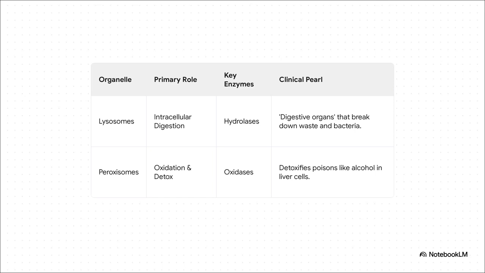So what about keeping the city clean and safe? The cell has two specialized cleanup crews for that. First, you've got lysosomes. Think of these as the city's recycling and waste disposal centers. They're filled with digestive enzymes that break down old organelles, bacteria, whatever junk needs to be cleared out. Then you have peroxisomes. These are the hazardous waste specialists. They contain enzymes called oxidases that neutralize poisons. And here's your classic clinical pearl. About half of the alcohol a person drinks is detoxified right here, inside the peroxisomes of their liver cells.